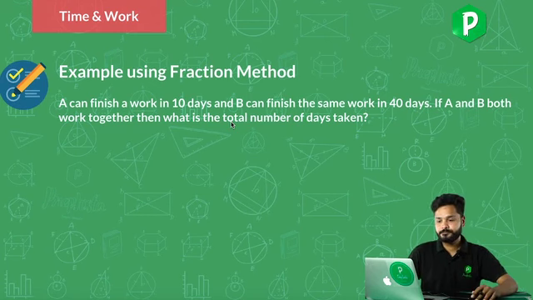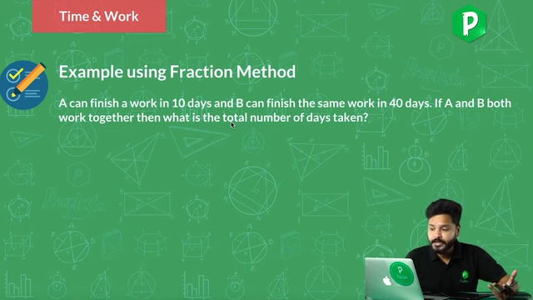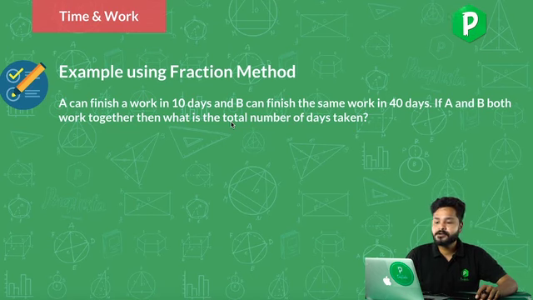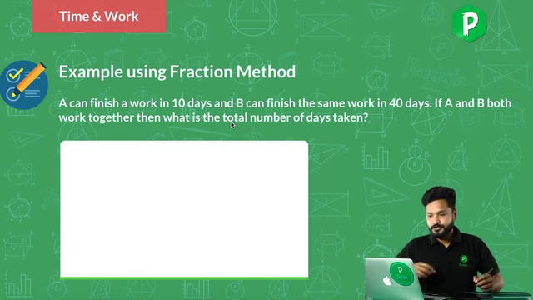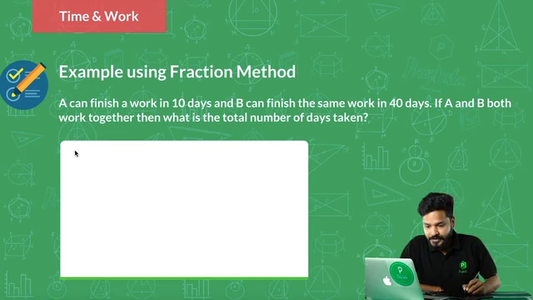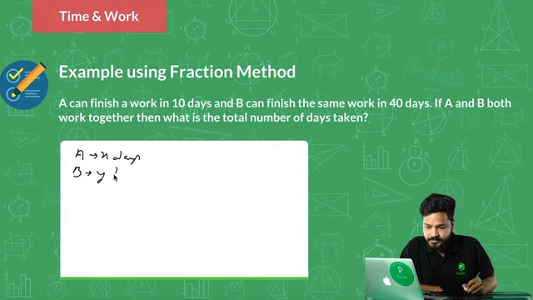So first example, using the fraction method. A can finish a work in 10 days, B can finish the same work in 40 days. If A and B work together, then what is the total number of days taken? First we'll see the basic method which we always use. Before we start, let's say A can do a work in X days, and B can do the similar work in Y days. So how do I solve such questions?